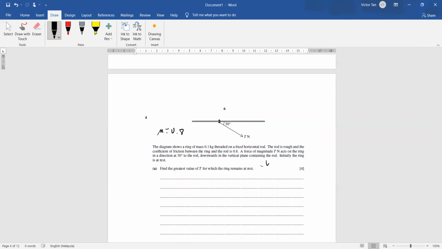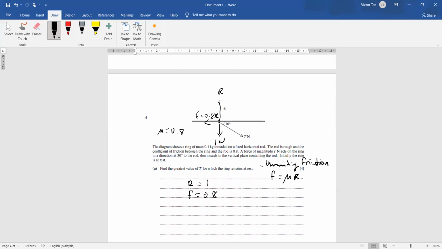So here it will be when it is at limiting friction. You understand? Limiting friction, the friction equals mu R. That is the greatest value. Okay. R. This is the weight. The weight is 1 Newton. This is the friction, mu R, 0.8 R. R equals 1. Friction is 0.8.